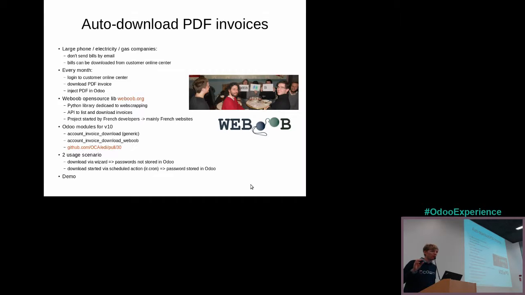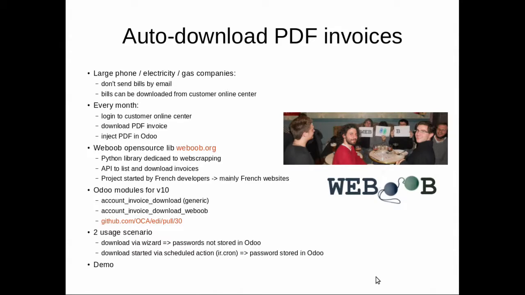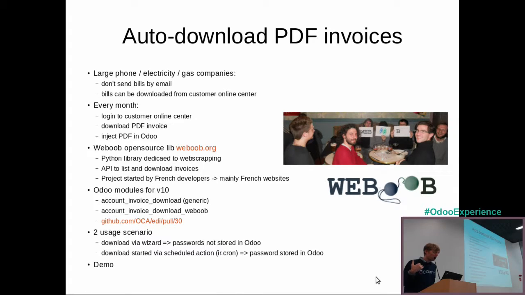Okay. So I thought, how can we automate it? And believe it or not, I found a Python library to do that. It's called Weboob. It's dedicated to web scraping. And they have an API dedicated to listing invoices and downloading PDFs. It was started by some French guys that are crazy enough to do web scraping, but on this picture you can see they have crazy faces.